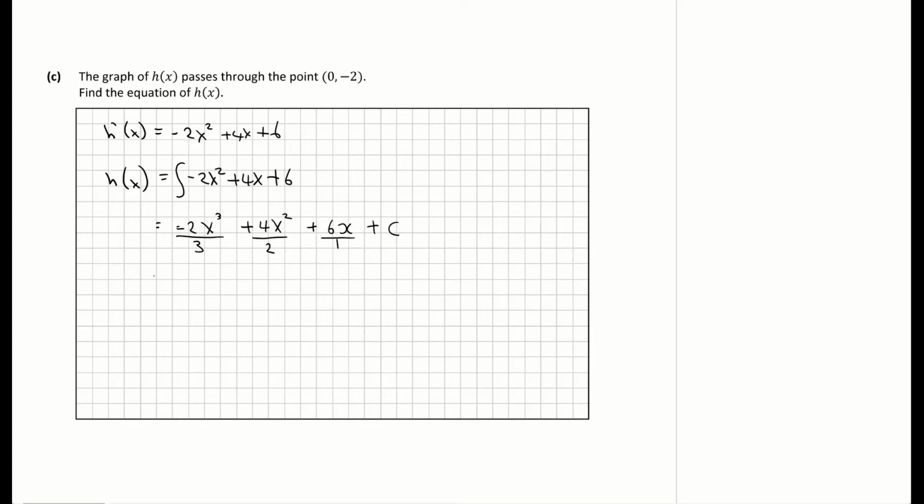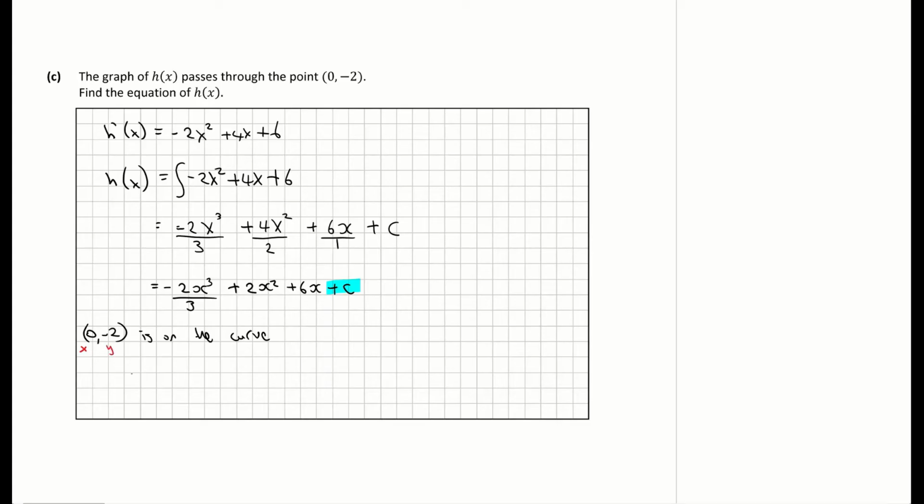I'm just going to divide in what I can there, so that's giving me minus 2x cubed over 3. You can make that a decimal if you wish. 2 into 4 is 2x squared, and 1 into 6x is 6x plus my constant. Now it's telling us in the question here that the point 0, minus 2 is on the curve. So I'm going to use that fact to find my constant, this c here now. So I'm going to sub in 0 for x, minus 2 for y, and I should find my constant.